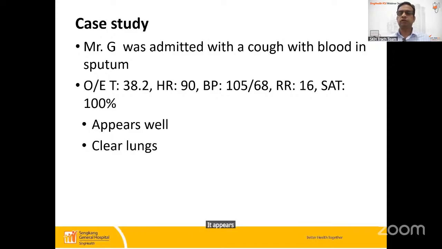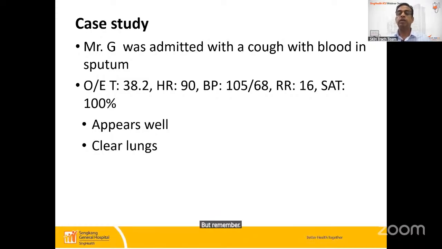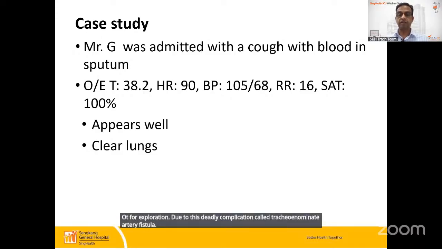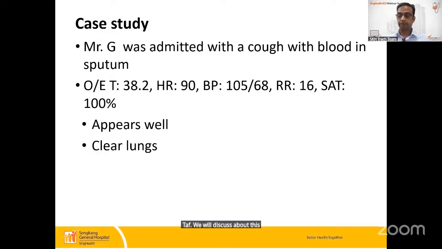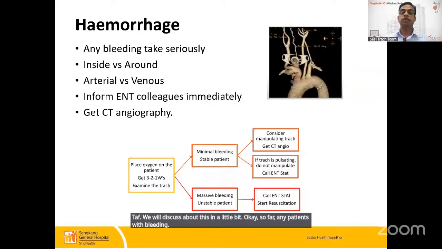He appears well. So it's easy to take these kinds of patients lightly. You can start antibiotics thinking it could be a lower respiratory tract infection and send them home with an ENT consult in 1-2 days. But remember, this could be a sentinel bleed. That means any bleeding or hemoptysis in a tracheostomy patient, if it's more than 10 mLs, goes directly to OT for exploration due to this deadly complication called tracheoinnominate artery fistula, TIF. We will discuss this in a little bit. Okay, so for any patients with bleeding, take it seriously.